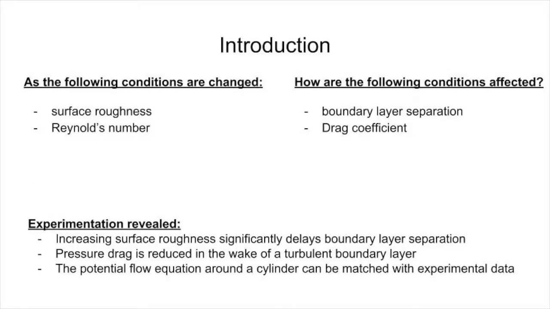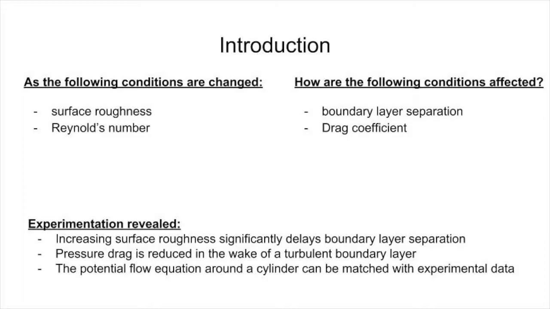The purpose of experimentation was to determine if flow separation could be delayed and pressure drag reduced by generating turbulence in the boundary layer to keep it energized and attached for as long as possible. The goal of this was to create a narrower wake behind the cylinder and thus reduce pressure drag. Flow separation could be delayed in two different ways. One, by increasing surface roughness, and two, increasing the Reynolds number.